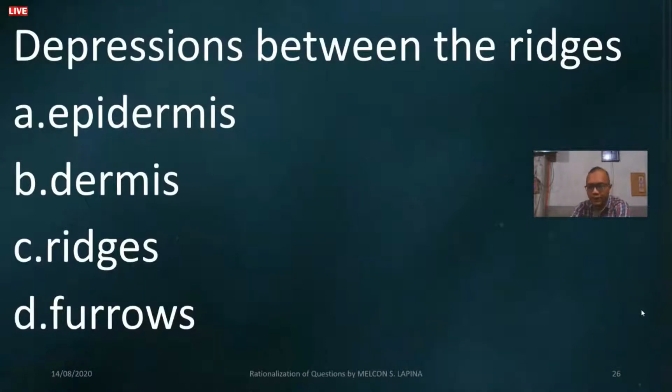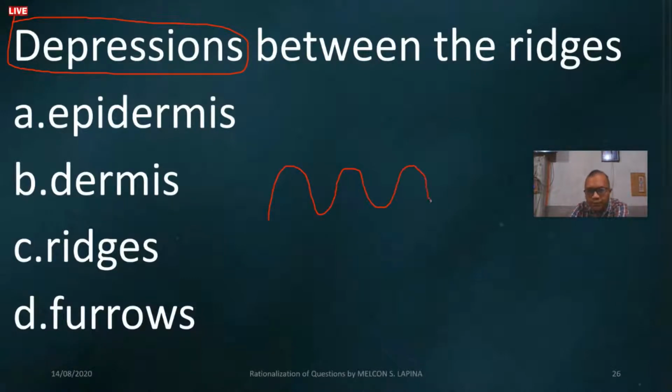Okay, so let us continue with number 26. The question says, depressions between the ridges. So we have the choices, letter A, epidermis, letter B, dermis, letter C, ridges, and letter D, furrows. The very key word to take note of in the question is the word depression. This discusses a particular concept sa fingerprint na ridges and the furrows.